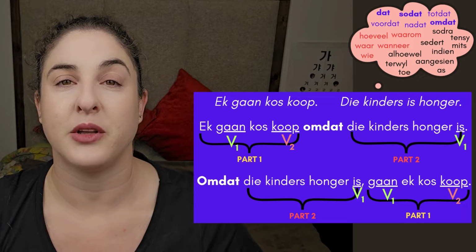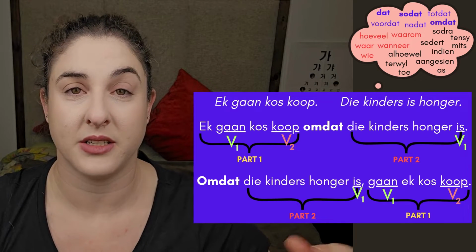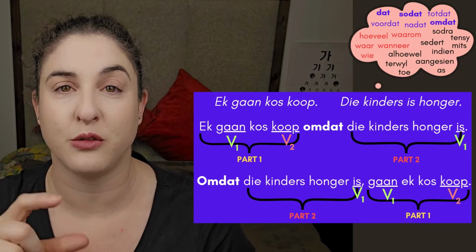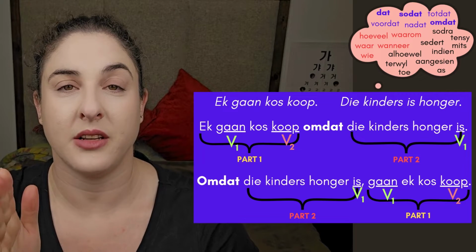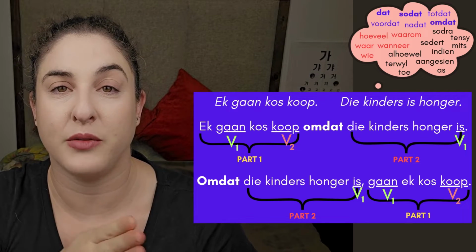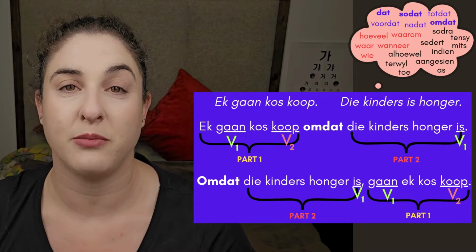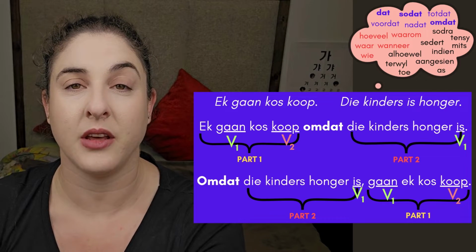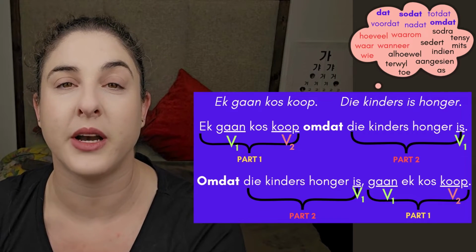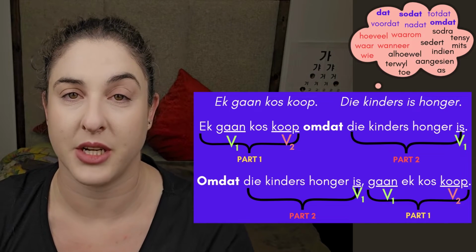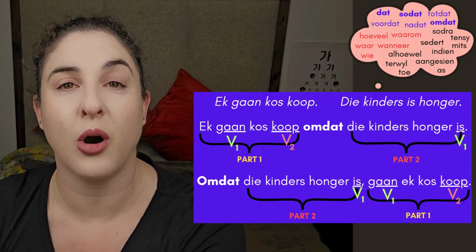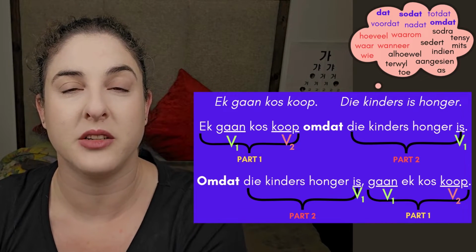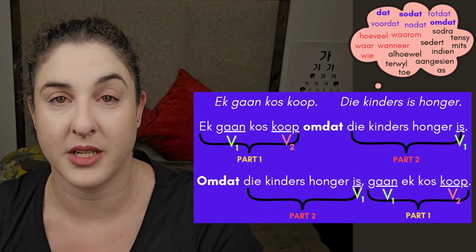Then, if you have the conjunction in the beginning of the sentence, like omdat is now in the beginning, omdat die kinders honger is, part 2 now follows directly after omdat, and verb 1 of that part 2 is right before the comma. Right after the comma, you'll find part 1. And the difference there is that verb 1, which usually comes after the subject, has now swapped places with the subject. You'll find verb 1 directly after the comma, before the subject.